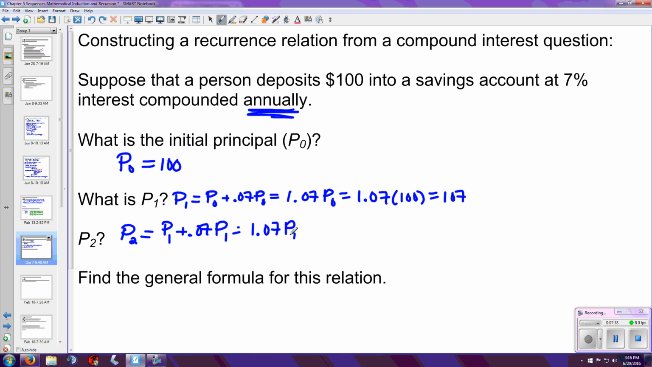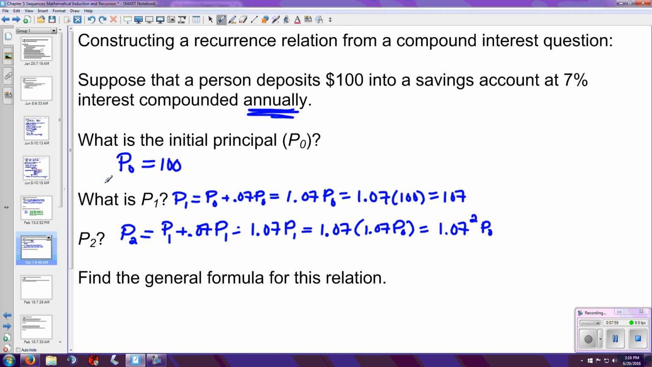But hey, we knew what P1 was. P1 is 1.07 times P0. So if we keep substituting in here, we're going to notice a formula starts to emerge. How many 1.07s do we have? We have two of them. So if we have two of those values, we can write that as to the second power: 1.07 squared times P0. The cool thing about this is if you leave it with the P0 in there, no matter what your initial value is, this formula will always work.